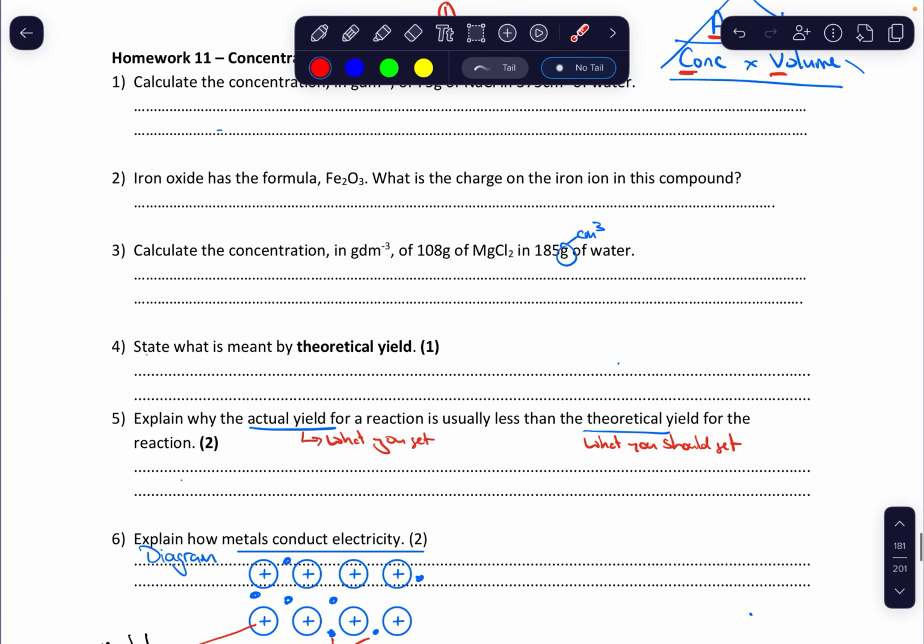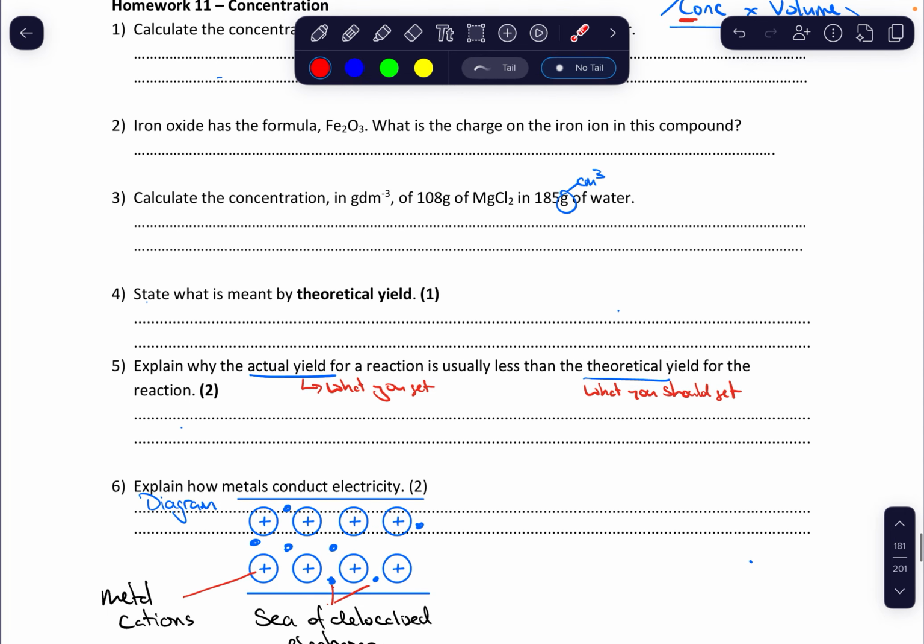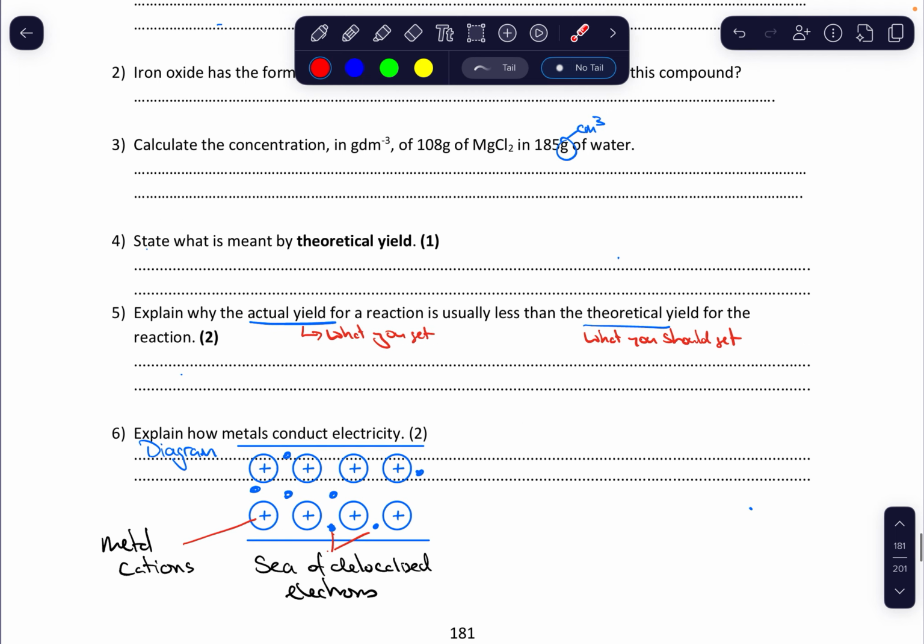Number 2, have a think, have a good go at it. Number 3, just check. It should say here 185 centimeters cubed. Again, it's a concentration calculation, so we've already spoken about how to approach that.